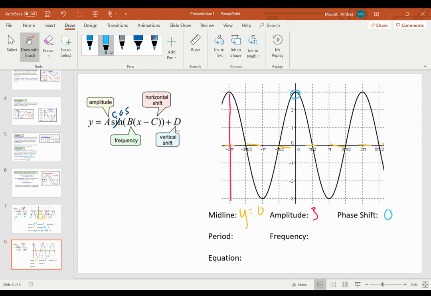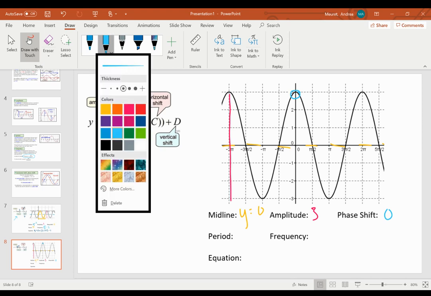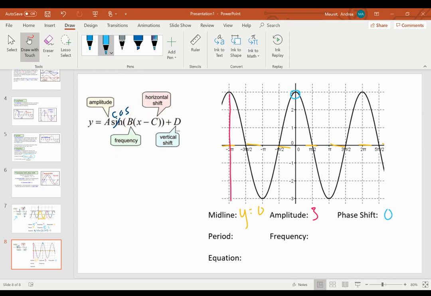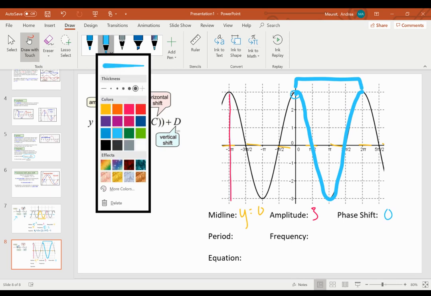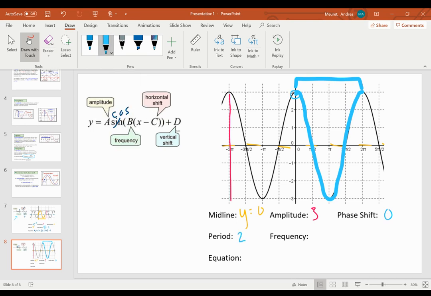The period: again, I want to say, okay, from this beginning all the way down to the minimum and then back up to the maximum, this distance here is the period. And it goes from 0 to 2 pi. So this is a period of 2 pi, which means the frequency is equal to 2 pi divided by 2 pi, which is equal to 1.